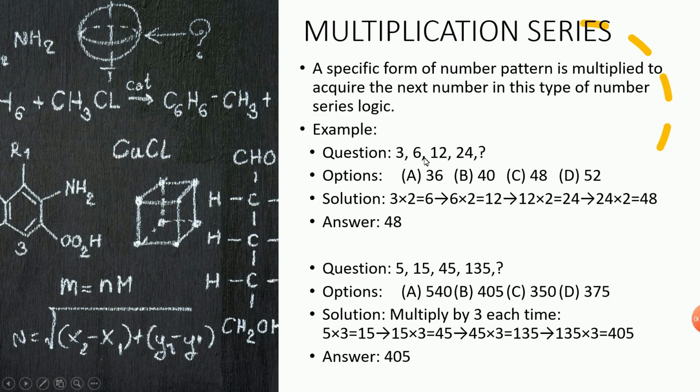Similarly here, instead of 2 they are giving 3. So 5 3s are 15, 15 3s are 45, and 45 3s are 135. That is how this question comes, and the answer is 405. Since these are examples for easier understanding, I have given very simple patterns. There are some questions where complicated patterns arise. Those questions we will discuss in the mock test. So I am moving on to the next slide.